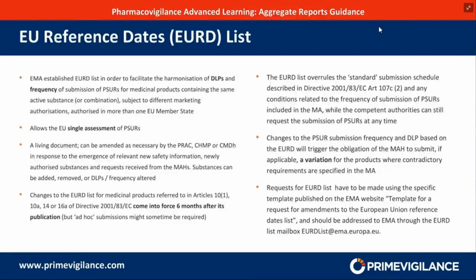The European Medicines Agency, EMA, made public a list of union reference dates as an obligation for periodicity of submission of PSUR in the European Union. The objectives of the list are the harmonization of data log point and frequency of submission of PSURs for the same active substance and combination of active substances. As a result, the same frequency is used. Also, optimization of the management of PSURs within the EU. As a result, a single assessment is needed.